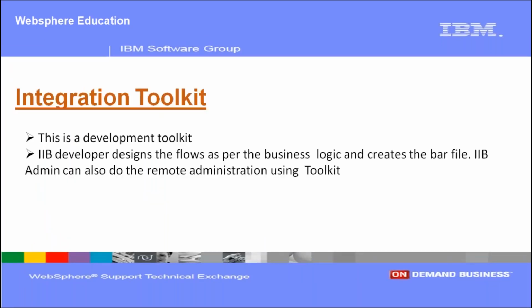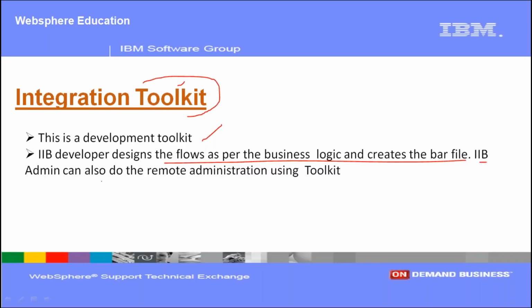Okay. Now let's talk about the integration toolkit. So the integration toolkit is a development toolkit where the IIB developer designs the flows as per the business logic and creates the bar file. So the integration toolkit is mainly used by the developers, where they can write their code, develop their business logic, and create the bar files. Once the bar files are created in the toolkit, the developer will share that bar file with the IIB admin so that the IIB admin can deploy them.